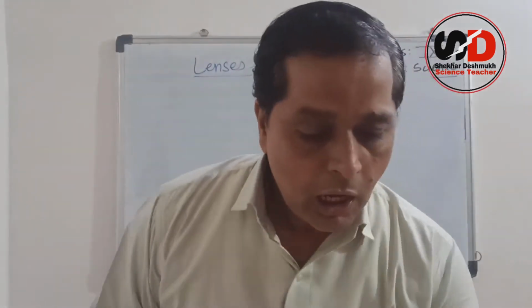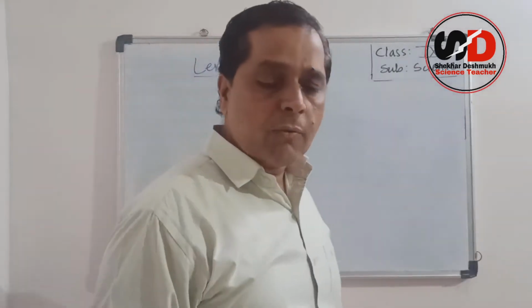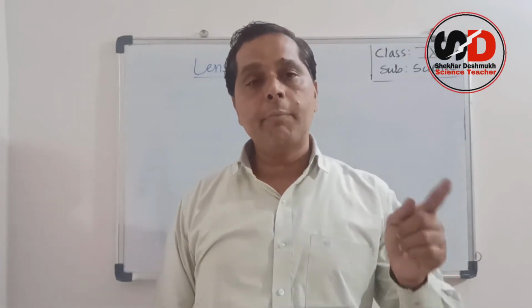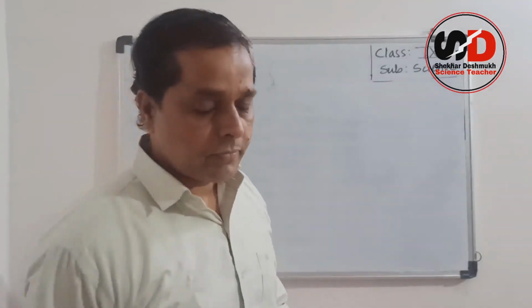So, how are these lenses formed? Both the surfaces of the lens are spherical. That means they are parts of a sphere. Let us see.